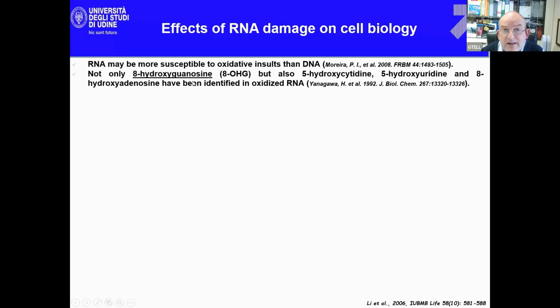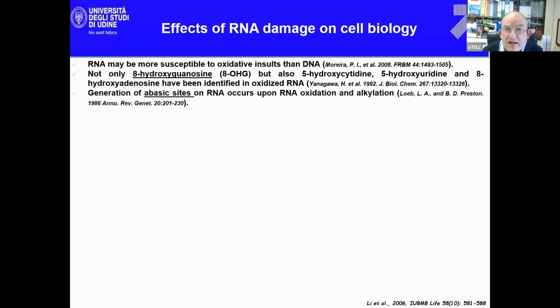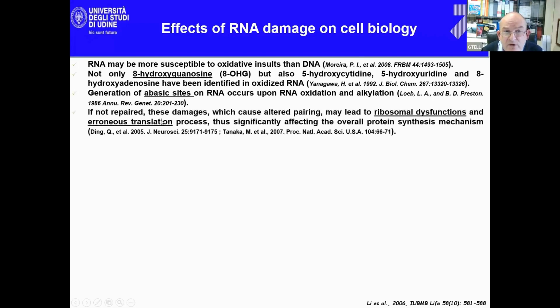In fact, many lesions on RNA, such as 8-hydroxyguanosine, 5-hydroxycytidine, 5-hydroxyuridine, 8-hydroxyadenosine, have been identified in oxidized RNA, as well as the generation of abasic sites on RNA, which occurs upon oxidation and alkylation. Of course, if not repaired, these damages may lead to ribosomal dysfunction and erroneous translation, thus significantly affecting the overall protein synthesis mechanism.